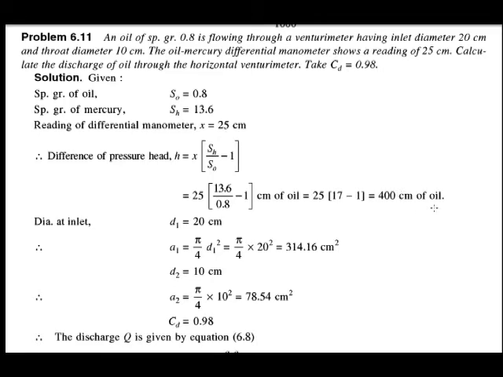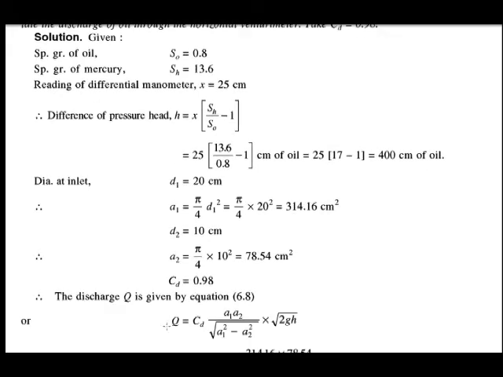Up to here we have calculated the difference in the pressure head. For calculating the discharge, the formula is Q is equal to CD into A1 A2 upon under root of A1 square minus A2 square, into under root of 2GH. We know the value of CD, already given in the example, and we have calculated the value of H, but we don't know the values of A1 and A2. So first we will calculate A1 and A2.